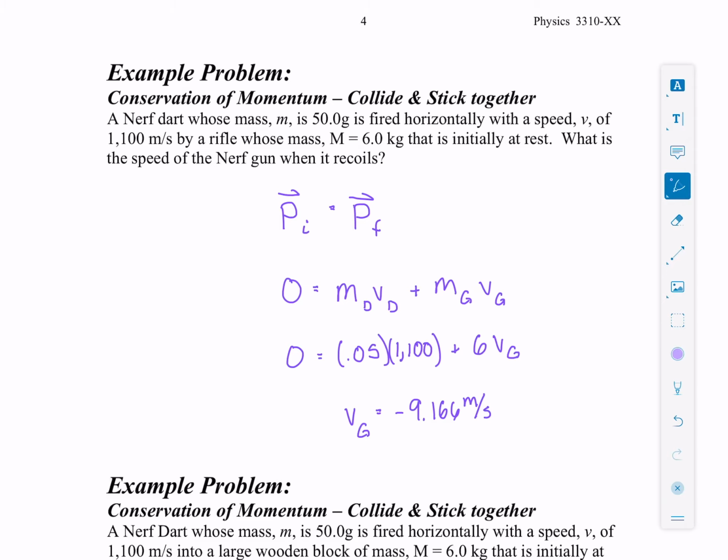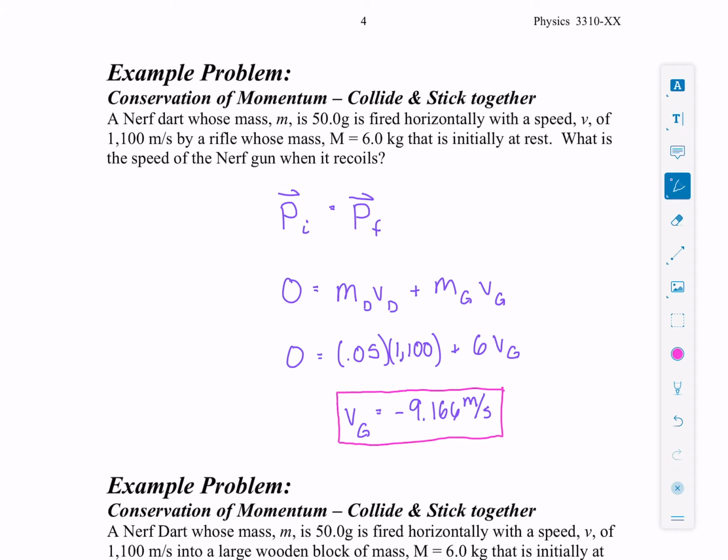Because the dart is fired forward, the gun will recoil backwards. That's why it's negative. Hopefully it makes sense that it's negative. The direction of the dart is the opposite direction of the gun, so we will recoil backwards.